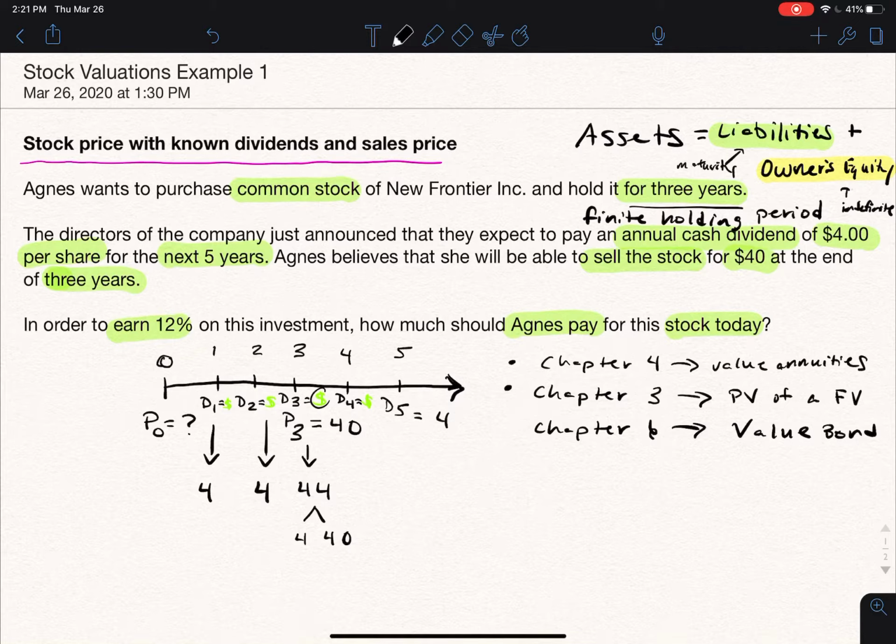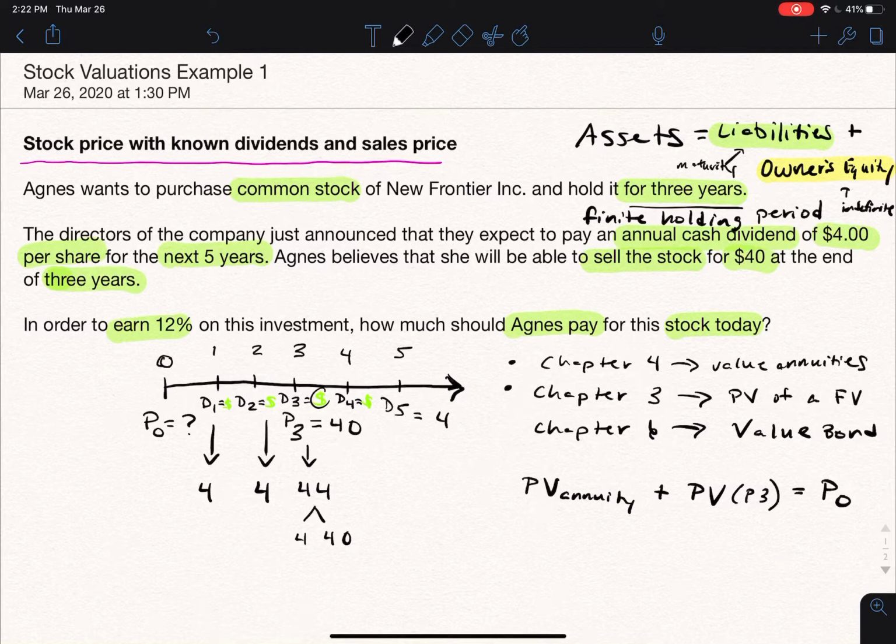So I could find the present value of an annuity, because my dividend stream is simply an annuity stream, is it not? And then I could find the present value of the future sell value of the stock, which is the $40 sell. And then once I have those two present values, I could add them together, and that would be the present value that I would expect to pay today. So that's one method, right? I could find the present value of an annuity, and add that to the present value of the future value of the stock, so the present value of P3. That would equal the present value of the stock today, P0.